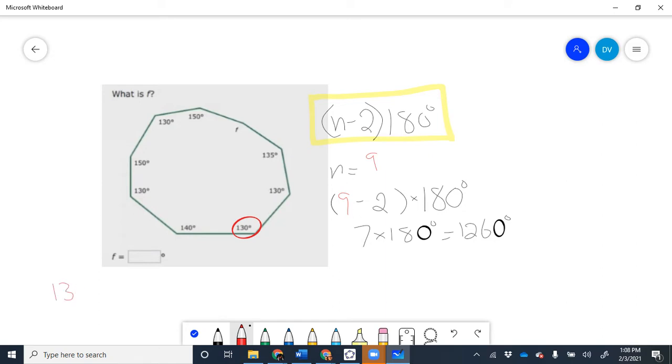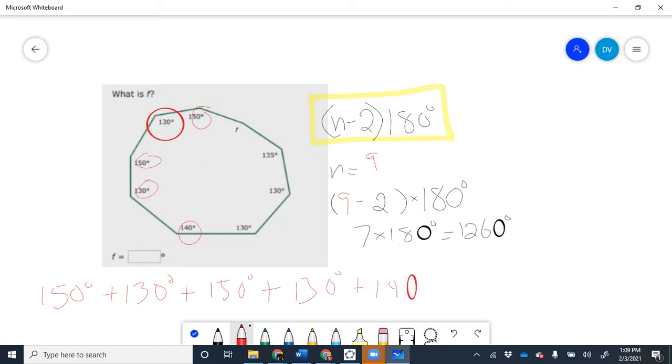Actually, let me start somewhere else. It'll make more sense if I do it this way. Let me start here and then go around. Let me start with 150 degrees, plus what will come next? We're just going to go that way. Plus 130 degrees. Keep going. What will come next? Good. Plus 150, plus 130, plus 140.